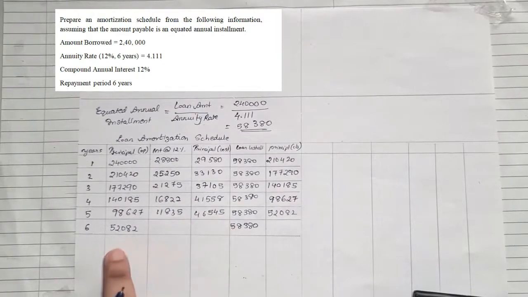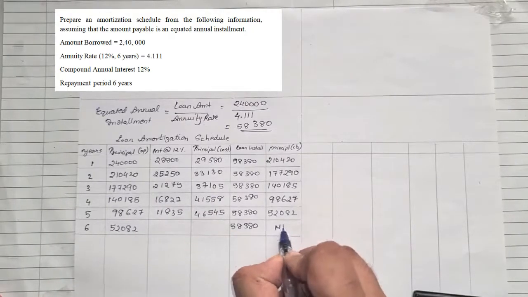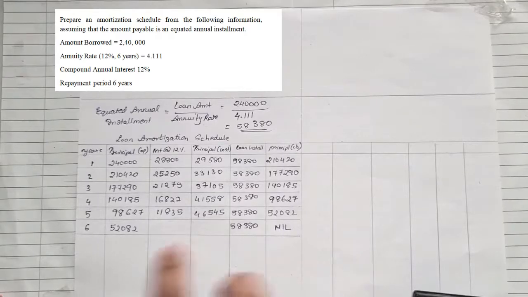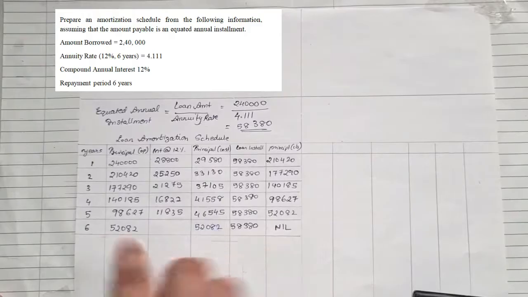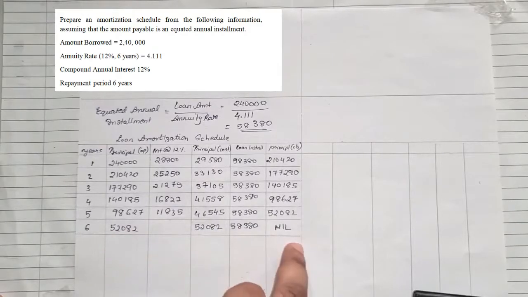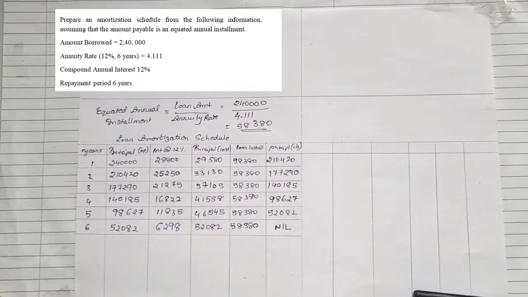Okay, the last principal amount is 52. So the same principal, because see, at the end I need the answer to be nil, because this is the last year we're paying the entire loan. So my principal amount will be 52,082 only, because opening minus the principal should give you 0. So now the difference between these two, 58,380 and 52,082, will be your last interest amount, which comes to 6,298.